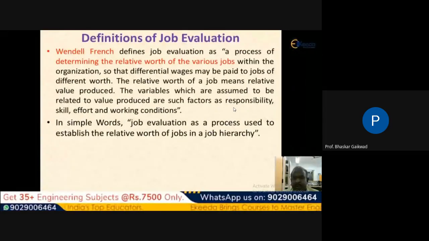So in simple words, job evaluation is a process used to establish the relative worth of jobs in a job hierarchy. If we have a list of jobs, say 100 jobs inside an organization, it is going to determine which is the most worthy job that has been done inside the organization. So it is going to list them out as a hierarchy. So this is the idea.